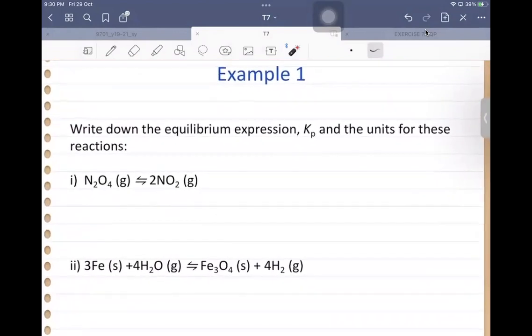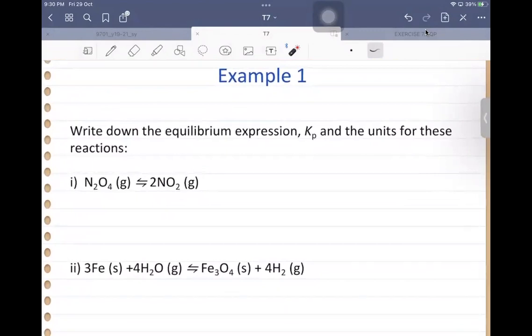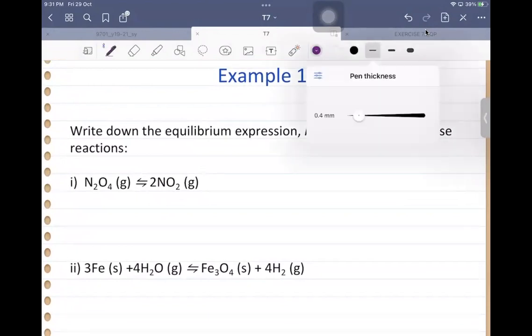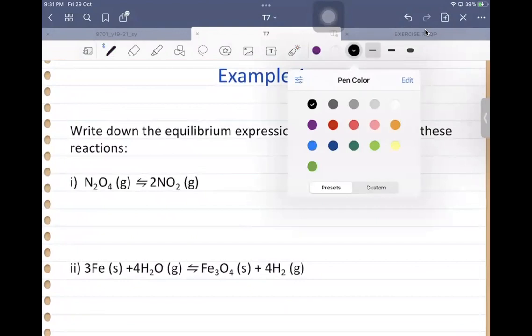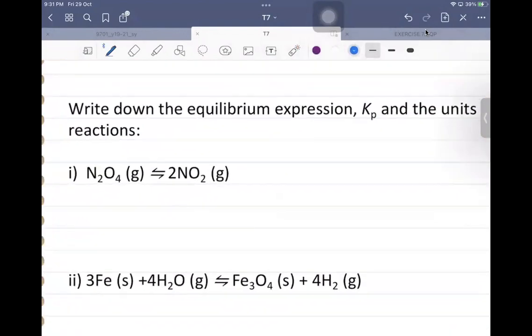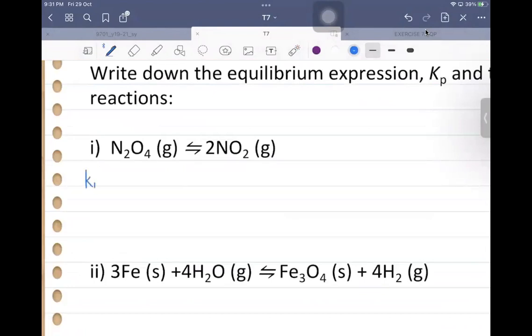Okay, so we're going to look at example 1. Write down the equilibrium expression Kp and the units for this reaction. So Kp is equal to the partial pressure of product NO2 squared over the partial pressure of my reactant N2O4, and there's nothing else. The mole ratio, the stoichiometry number, is also 1.